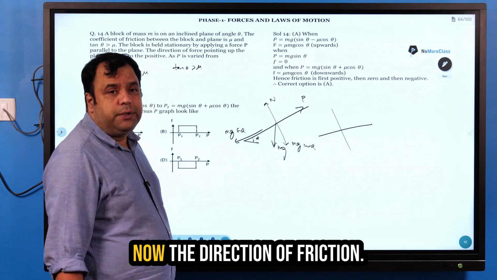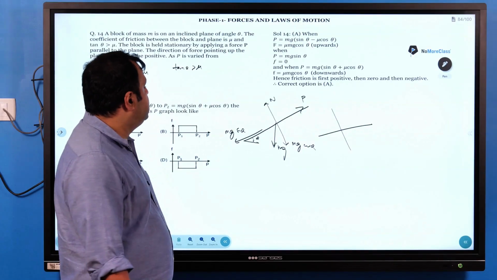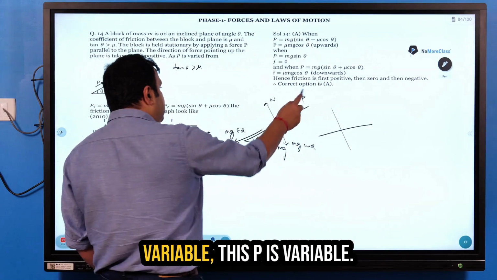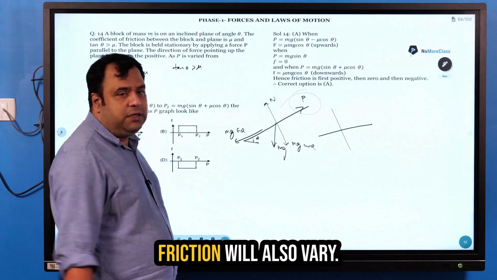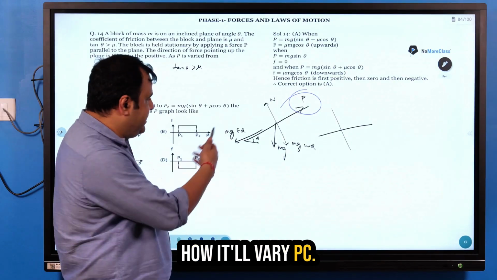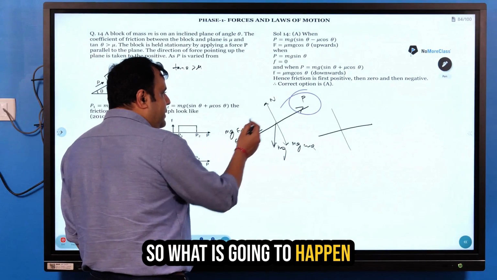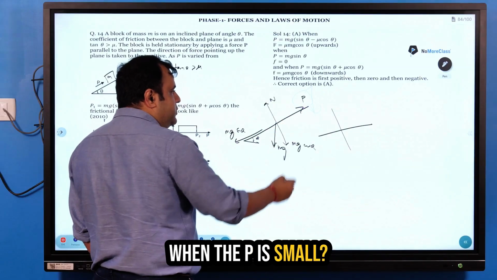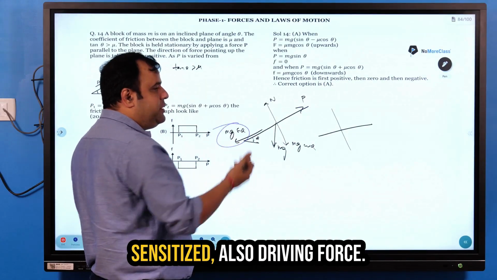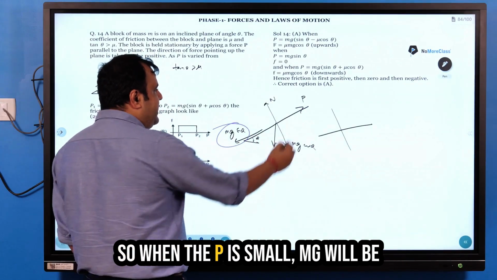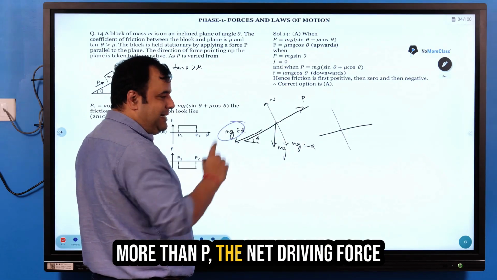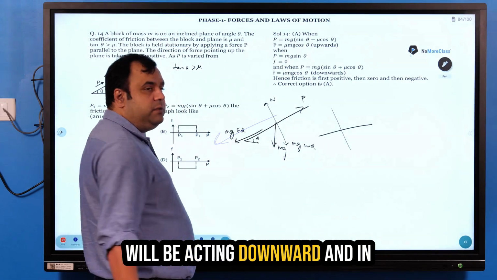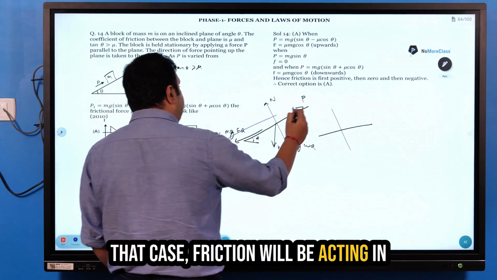Now, the direction of friction. Since this P is a variable, the direction of friction will also vary. How it will vary? Please see. So what is going to happen when the P is small? P is a driving force and mg sin theta is also driving force. So when the P is small, mg sin theta will be more than P. The net driving force will be acting downward. And in that case, friction will be acting in upward direction.